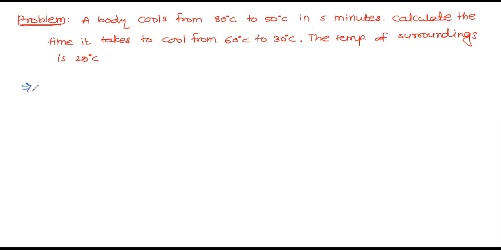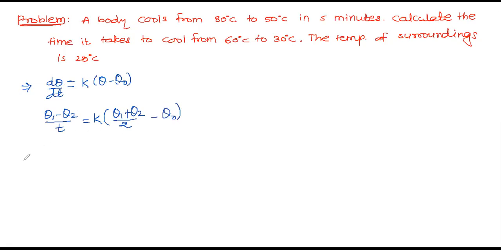So first, see here, case number 1. So what is our rule, or what is our law? d theta by dt is equal to k into theta minus theta naught. Okay, and in this type of cases, what will you use here? Theta 1 minus theta 2 divided by t is equal to k into theta average, right? So theta 1 plus theta 2 divided by 2 minus theta naught. This formula you will use. So let's do it case-wise.